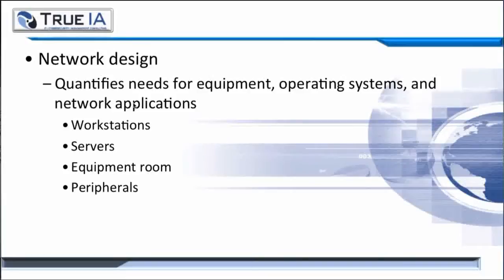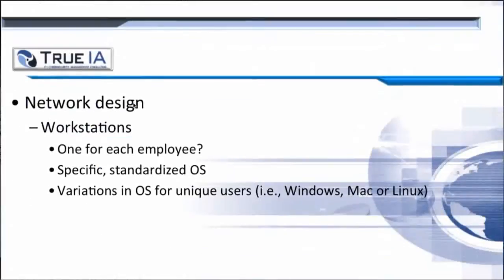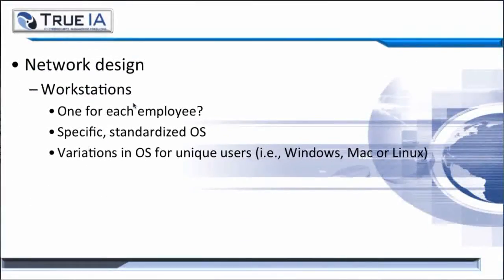This is going to include workstations, servers, the equipment room itself, and any associated peripherals. For instance, with the workstations, you'll need to know an employee count. Do you need one for each employee? Or are there some specialized employees that possibly need 2 different workstations at their desk? Are there specific or standardized OSs that you need to take into account? Can everyone just have a version of Microsoft Windows 7 Enterprise?